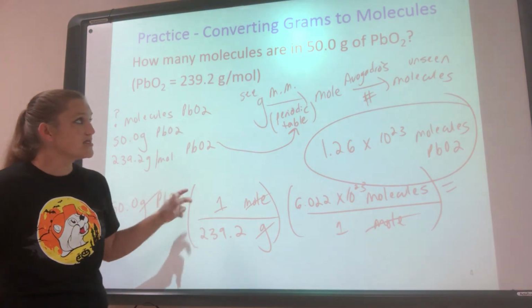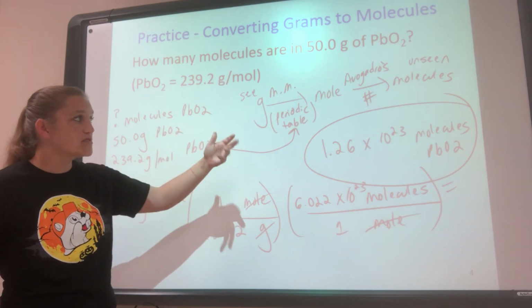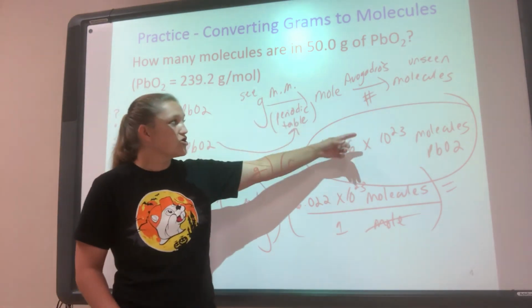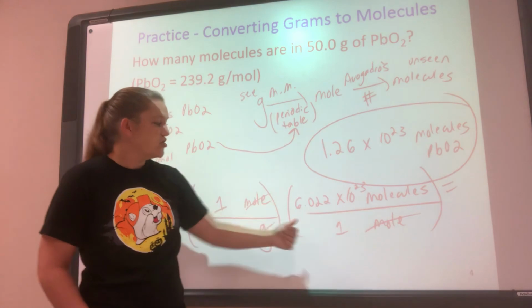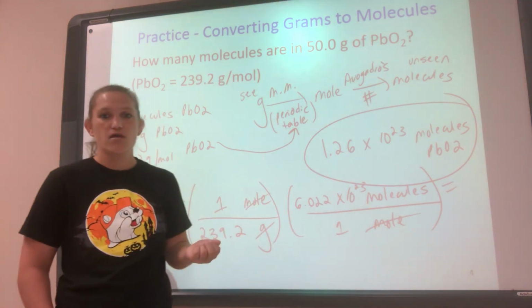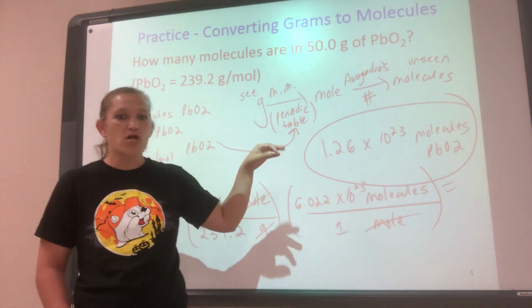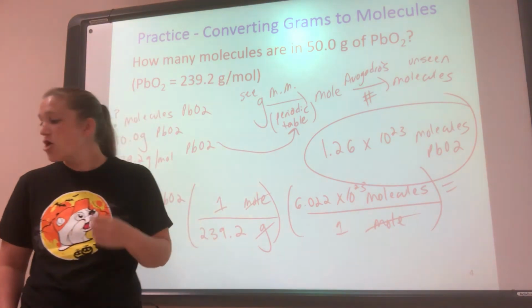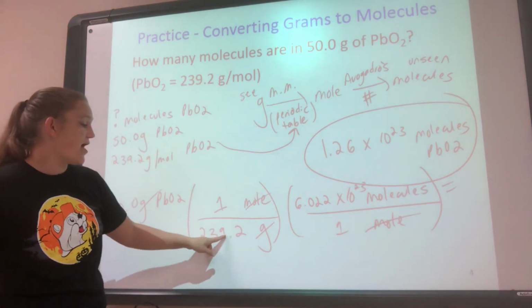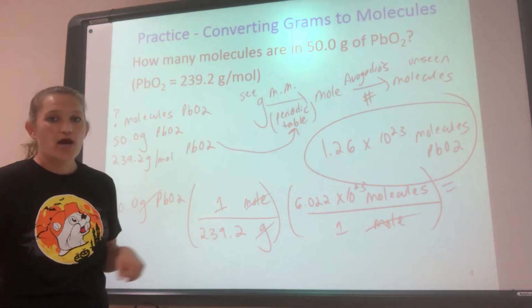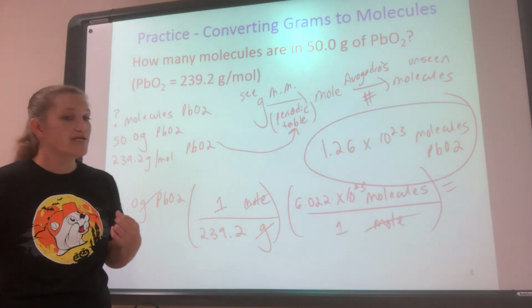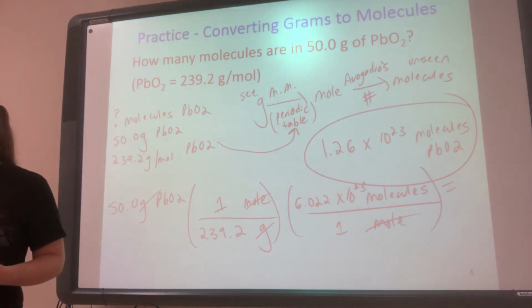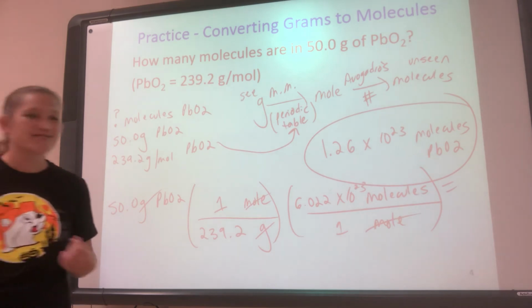All right, so this is going from grams to moles, and you can do it the opposite way. You could go from molecules to grams, you just have to flip everything, okay? So this is being able to go from grams to molecules or molecules to grams using your formula mass or your molecular weight. All right, next lecture, we're going to introduce another new concept that we haven't really talked about before, and that's percent composition.